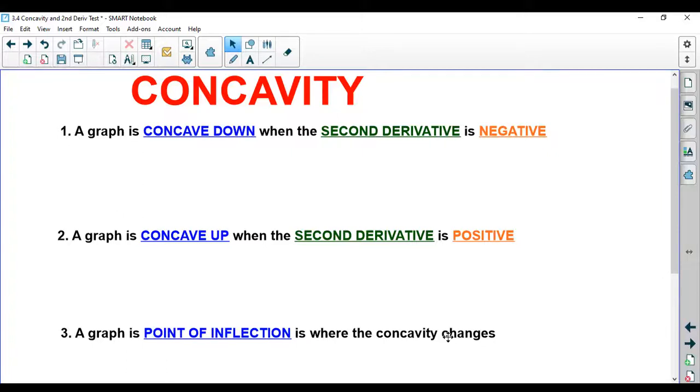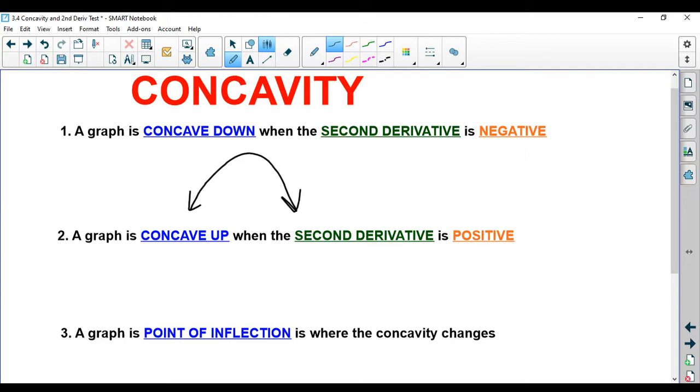Okay, so here's a quick lesson on concavity. A graph is called concave down when the second derivative is negative, and a concave down graph would look like this. A graph is concave up when the second derivative is positive. That would look like this.